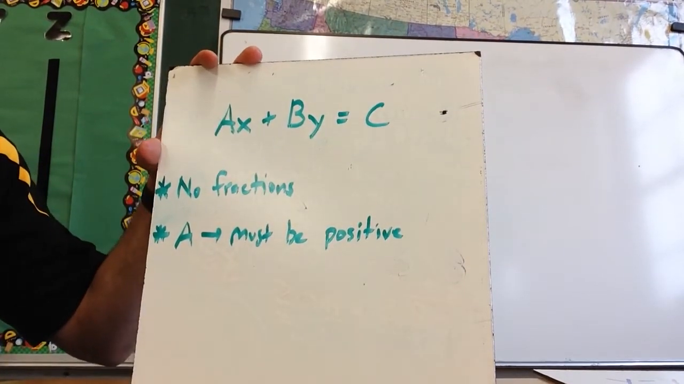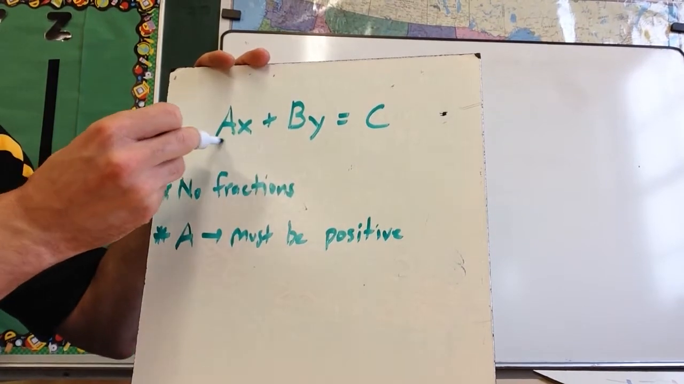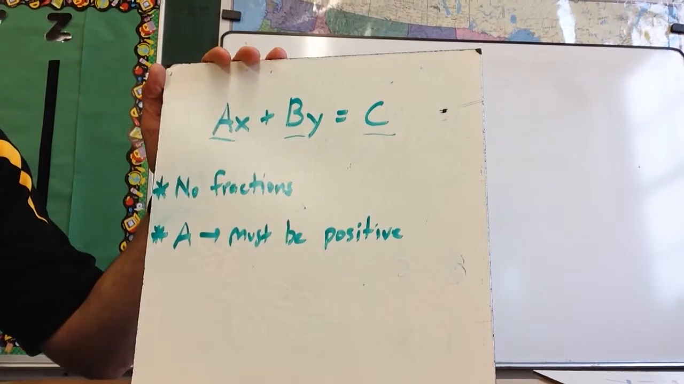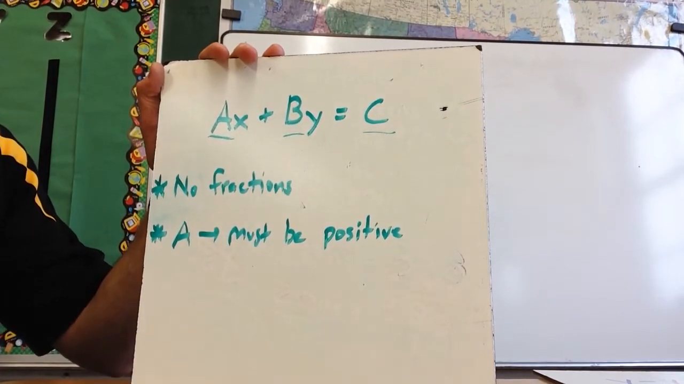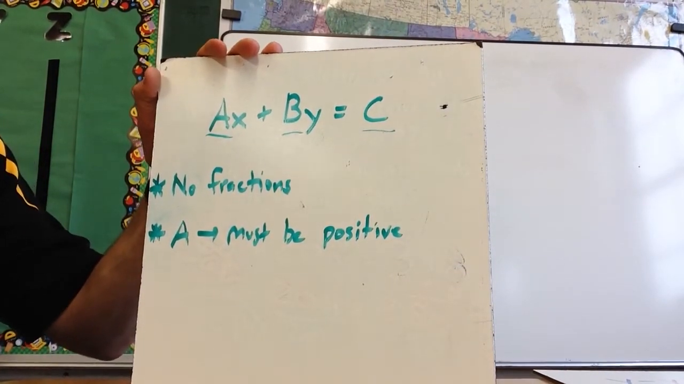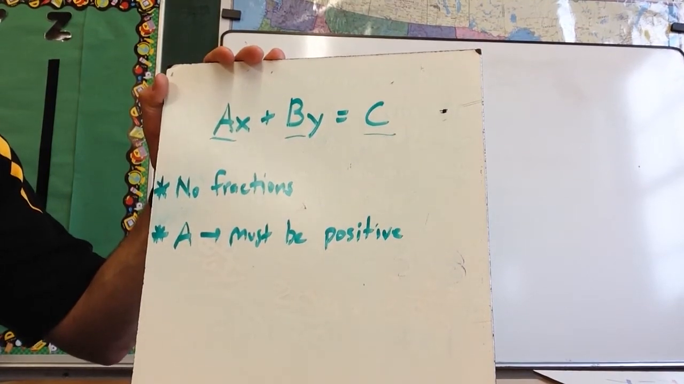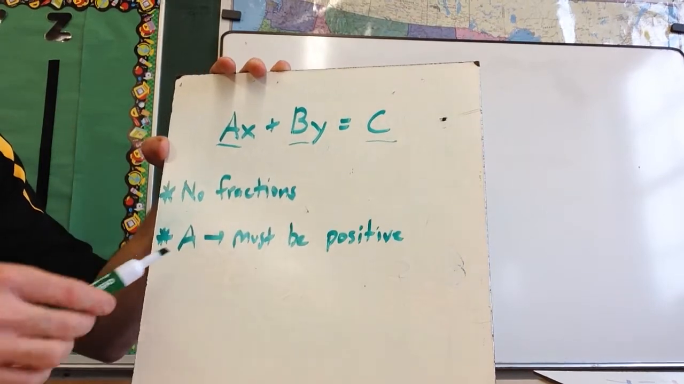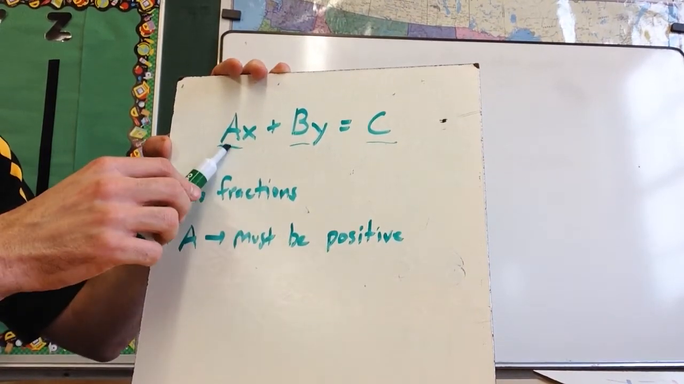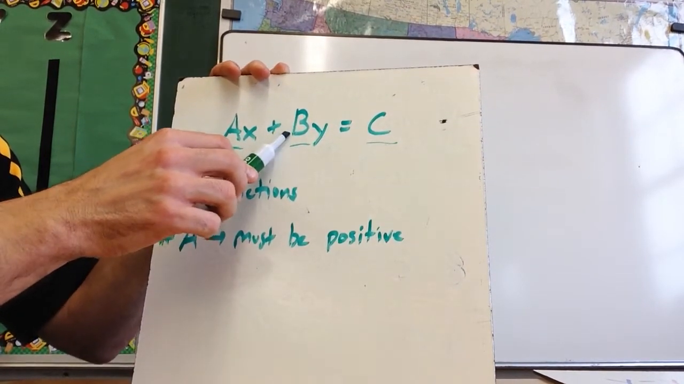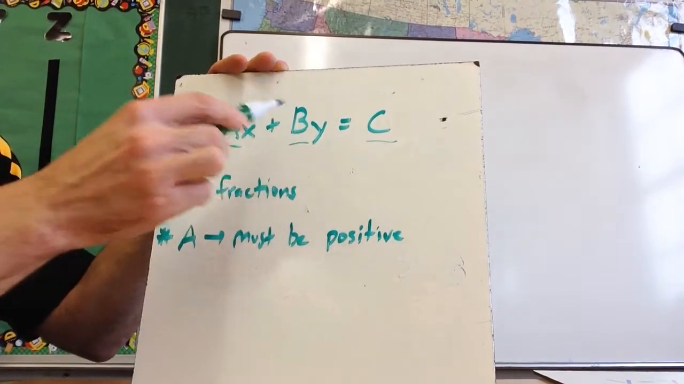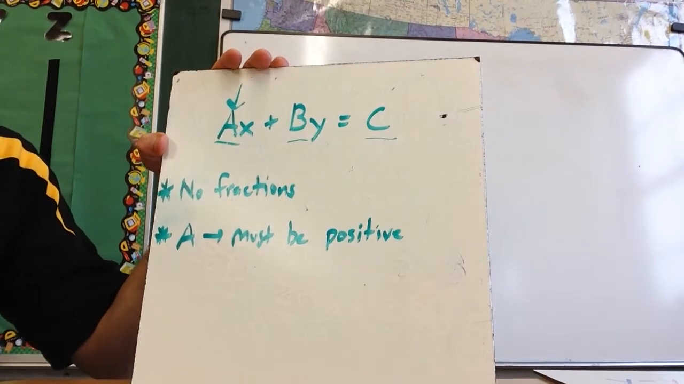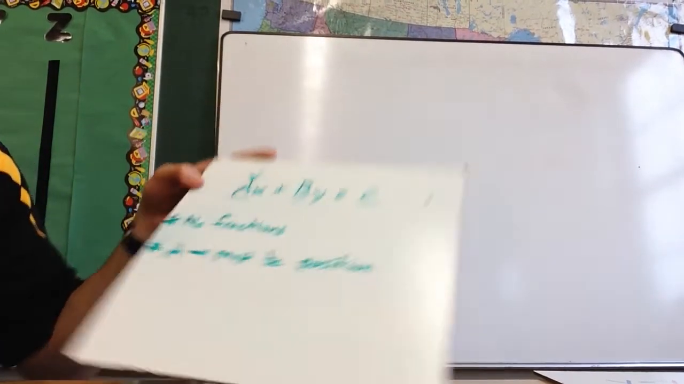The two main rules with standard form are that a, b, and c must be integers, so that's positive or negative whole numbers. So for example, 1, 2, 3, 4, or 0, or -1, -2, -3, -4. They can't be fractions. Okay, and then a must be positive. This number cannot be negative. This can be negative, this can be negative, but this number cannot be negative. Okay, so we're going no fractions, and a is positive.